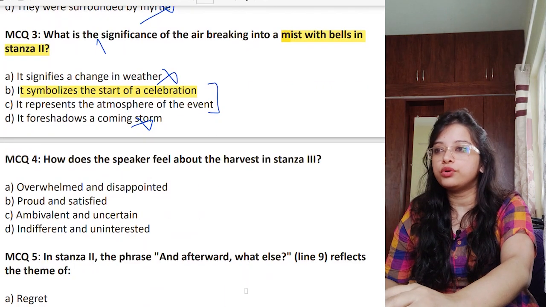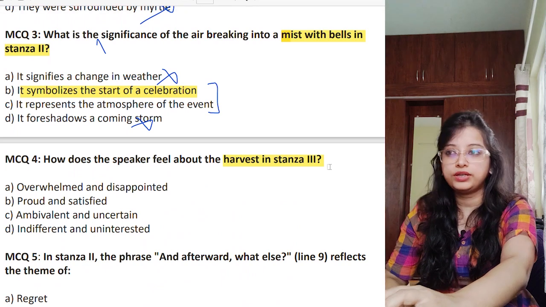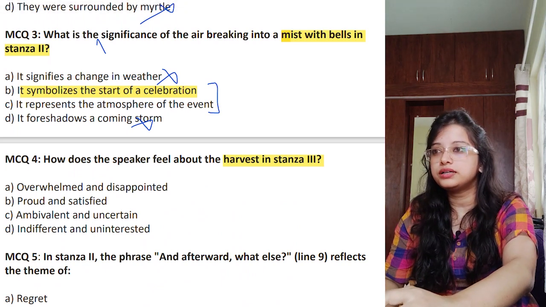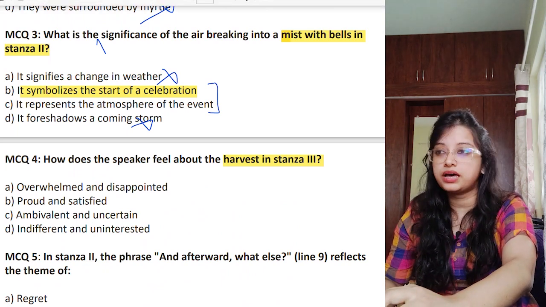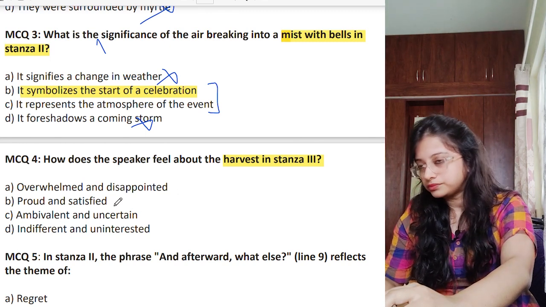Now MCQ 4. How does the speaker feel about the harvest in stanza 3? Stanza 3 में वो harvest के बारे में बोले थे. So what does he feel about this harvest? Overwhelmed and disappointed, proud and satisfied.